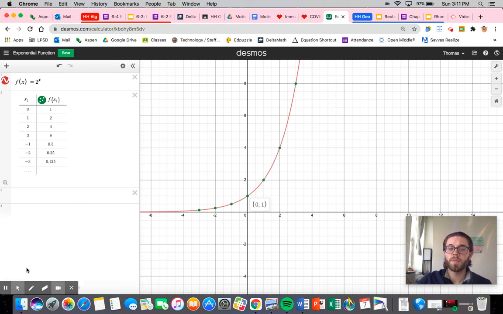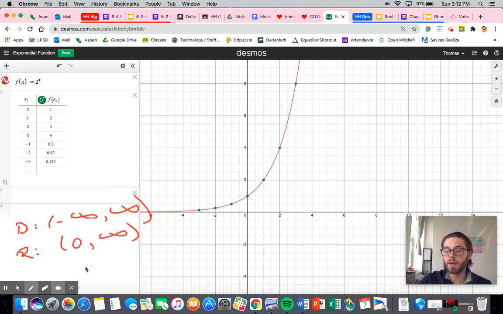So my domain is negative infinity to infinity. My range, that's a little bit trickier. It's 0 to infinity. Or you can just say y is bigger than 0. I've seen that written before. But that kind of covers all the general features. And that's really going to help you if you can identify a lot of those features when you're looking at graphs.